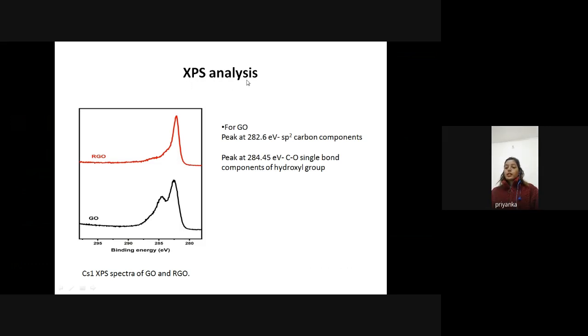In XPS analysis, here C1s XPS spectra of GO and RGO is shown. For GO, one peak occurs at 282.6 electron volt, which corresponds to sp2 carbon components, and the peak at 284.45 electron volt corresponds to single bond components of hydroxyl group. And we can see that in case of RGO, the peak corresponding to hydroxyl group disappears.